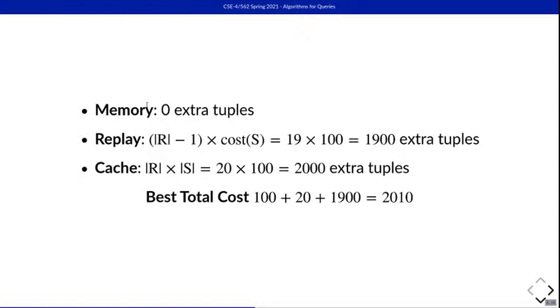Now, looking at each of these algorithms, the one that seems like it's the best option is to replay the iterator from scratch, because that's going to cost us the initial 100 for S, the 20 for R, and then the extra 1900 that we get from replaying.